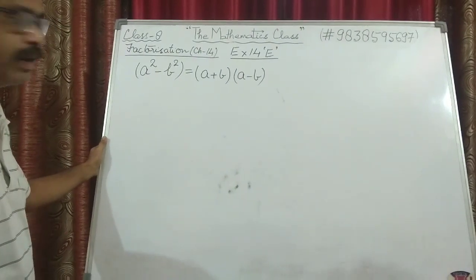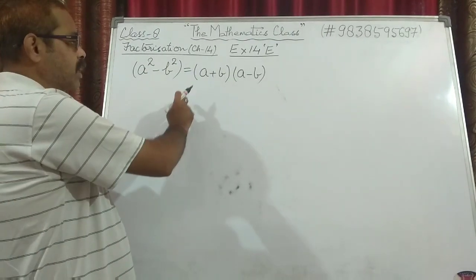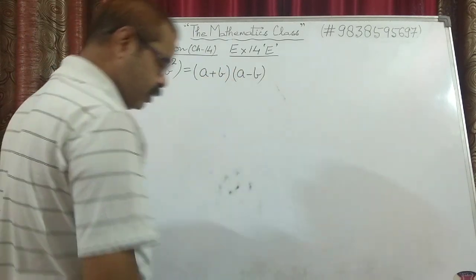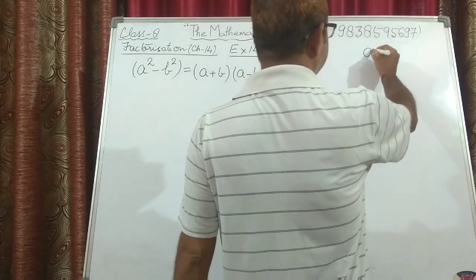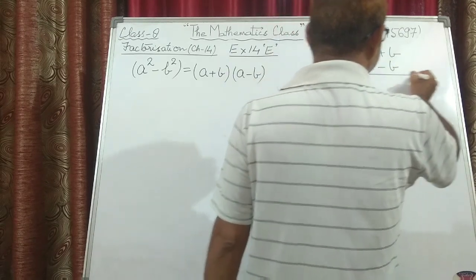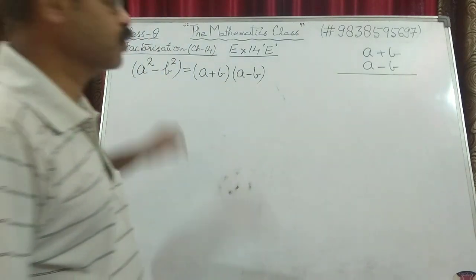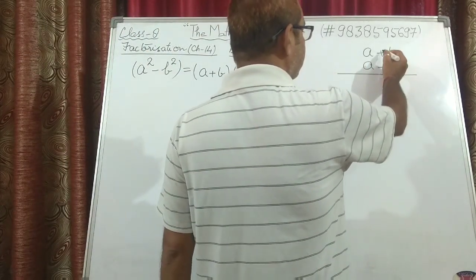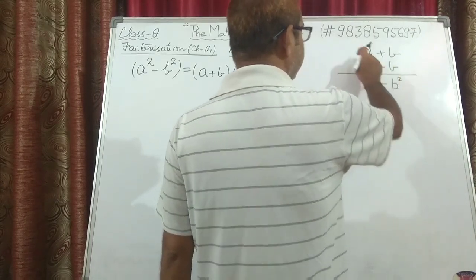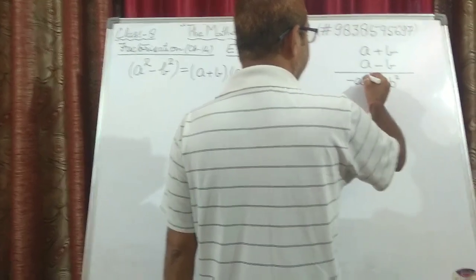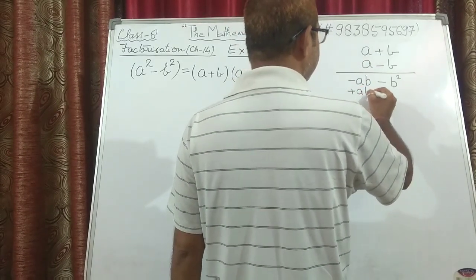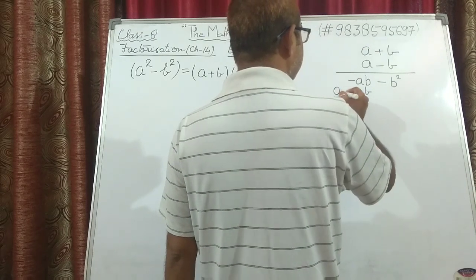Now how was this identity calculated? Two brackets are there. It means the first bracket is multiplied by the other bracket. So we will check whether (a plus b) multiplied by (a minus b) gives the same result, a square minus b square, or not. Now minus into plus is minus, b into b is b square. Minus b into plus a is minus ab, plus a into plus b is plus ab, and plus a into plus a is plus a square.